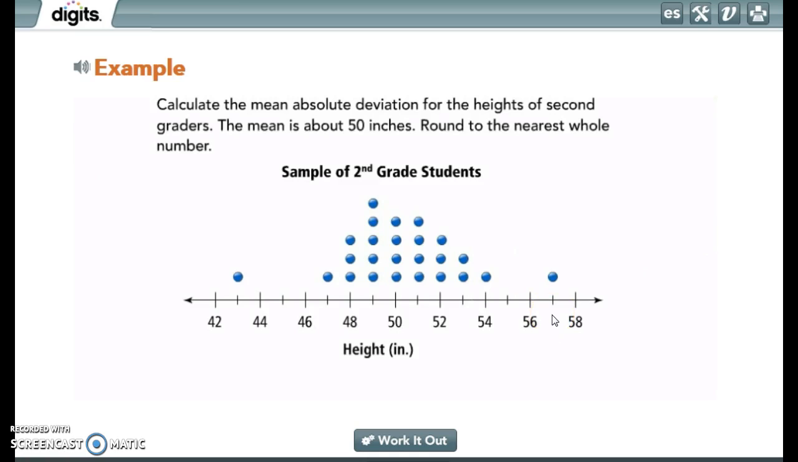So our first goal, like you can see on your paper, is to find the mean, because before we can find our mean absolute deviation, we have to know what our mean is. So take a minute to calculate your mean, and remember that each of these dots represents a data value.